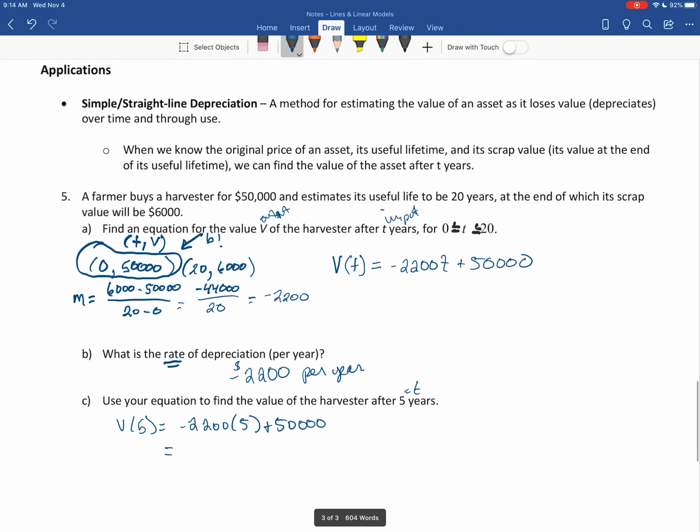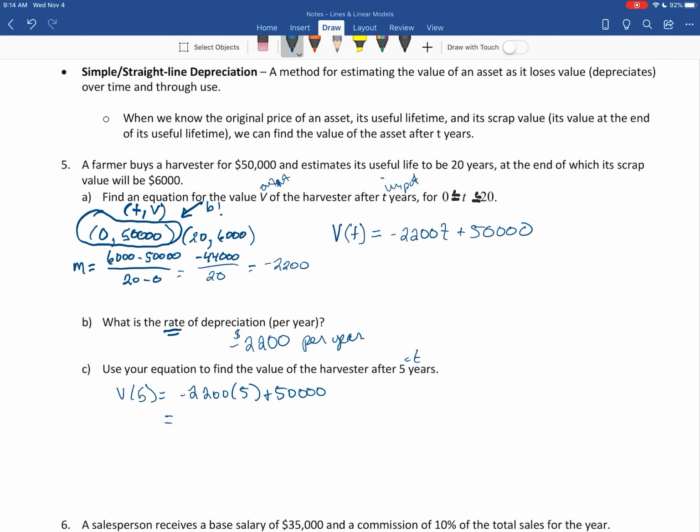Okay, so if we grab a calculator or do this by hand, however, I don't do it by hand, grab a calculator and do this. This will give us negative 11,000 plus 50,000 equals 39. So 39,000 is what this is worth after 5 years.